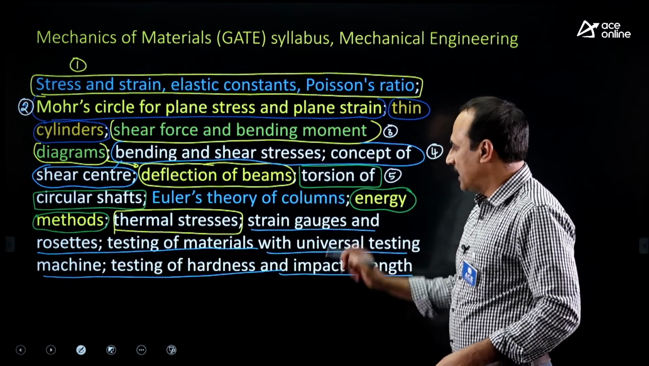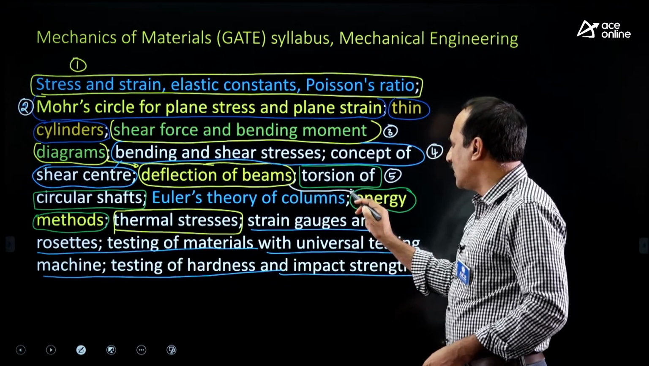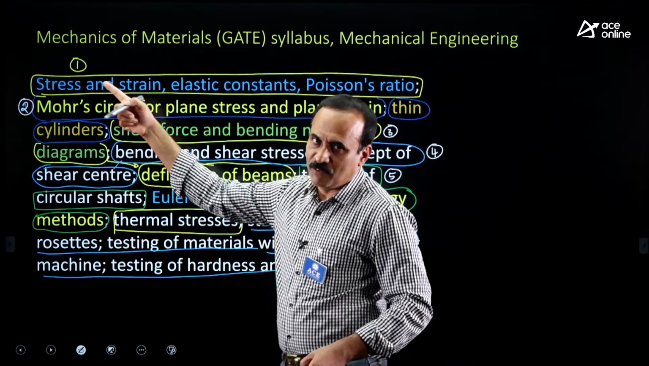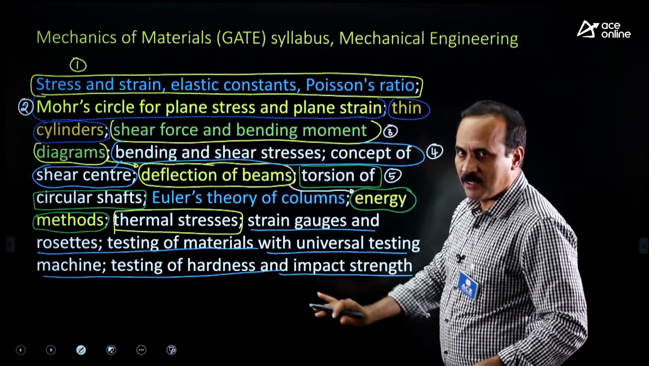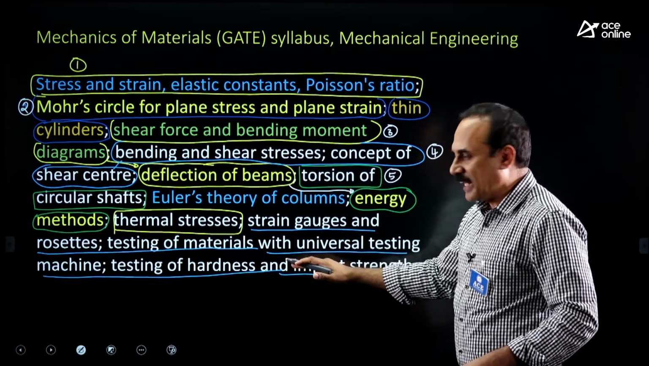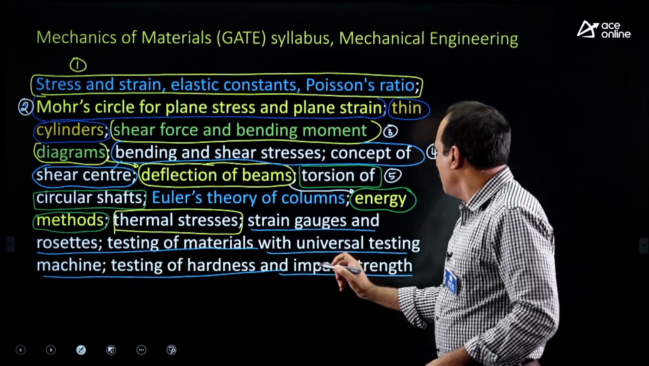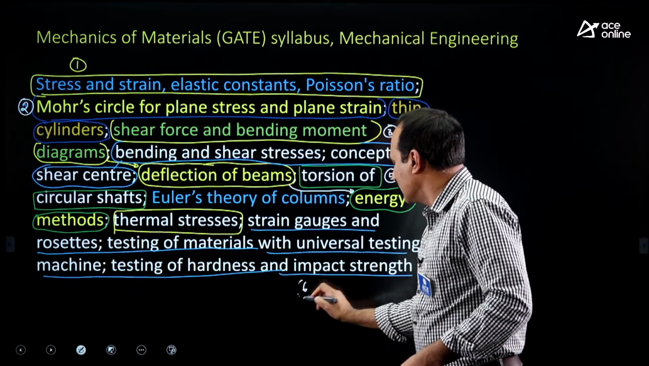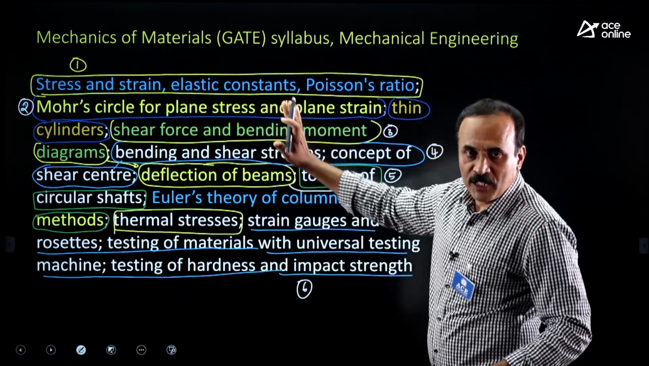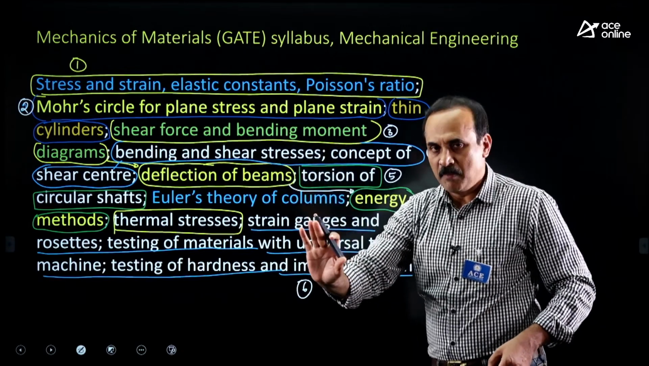Euler's theory of columns. Energy methods, I don't make it separately. I am linking with slopes and deflections. Slopes and deflections are linked with SFD BMD. That is one part. There may be a chance of 2 marks from that area. Next, strain gauges, strain rosettes. These are all theoretical parts. Maybe I can take it as 6. The 6th is the theory question. So in parts 1, 2, 3, 4, 5, there may be a chance of at least one question, minimum of 1 mark.